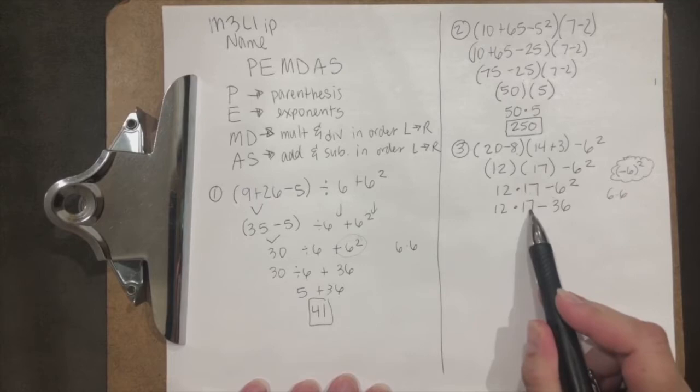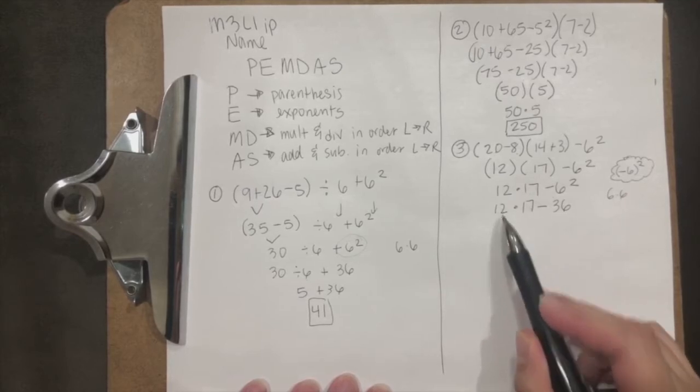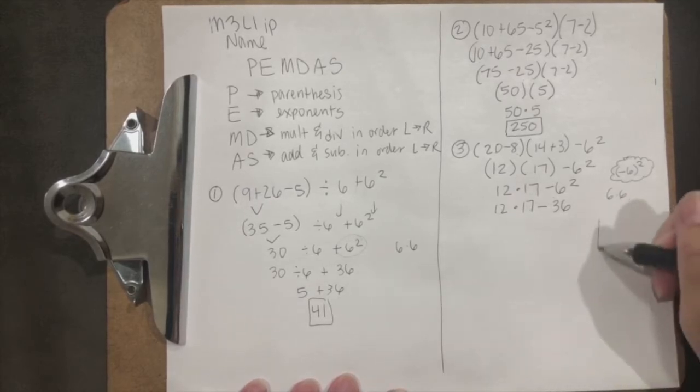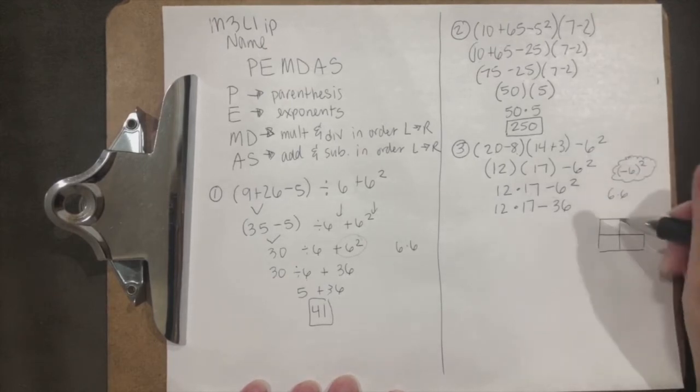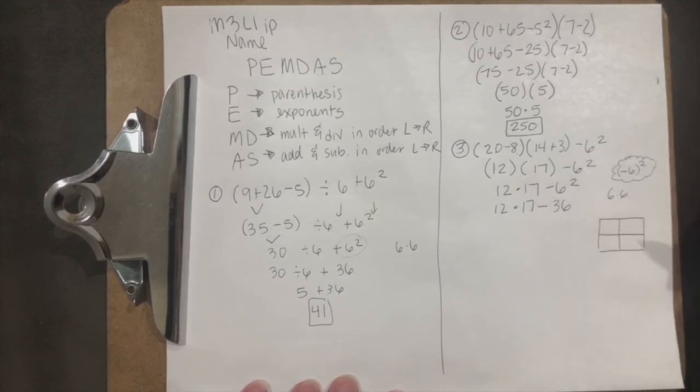So 12 times 17. I'm going to use a generic rectangle for this, and I did have someone ask me some questions about the generic rectangle. Shout out to that student, because you're going above and beyond, buddy. You are asking questions and wanting to know, and I love that.